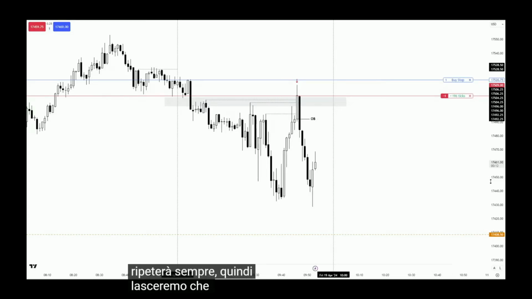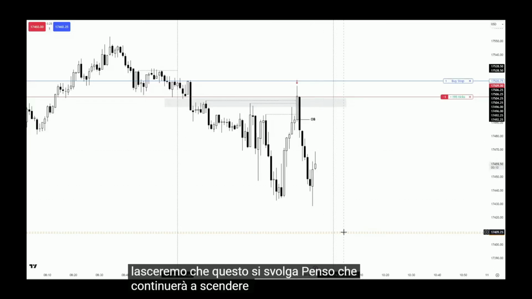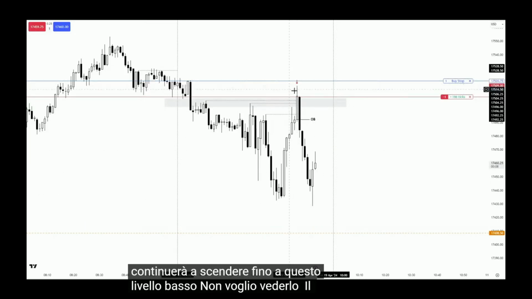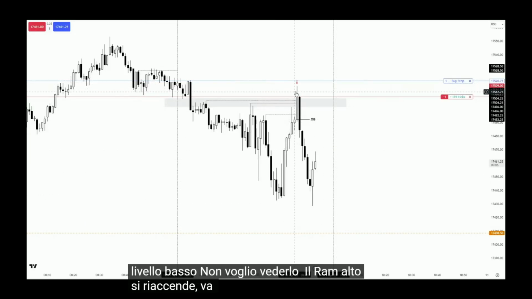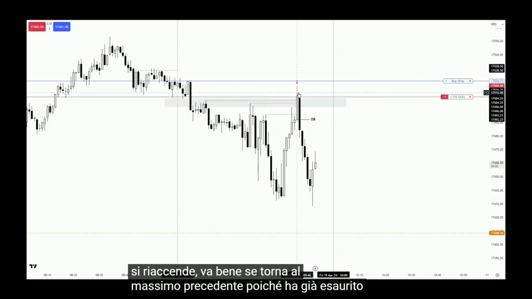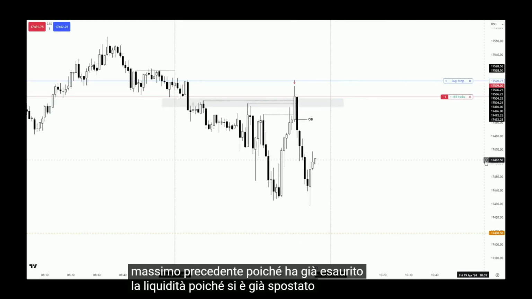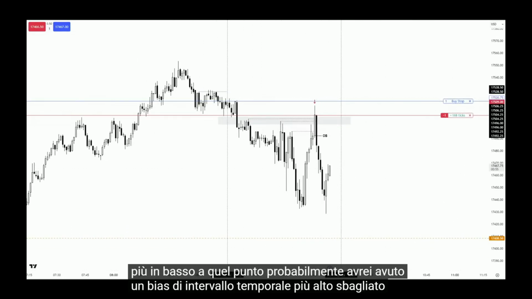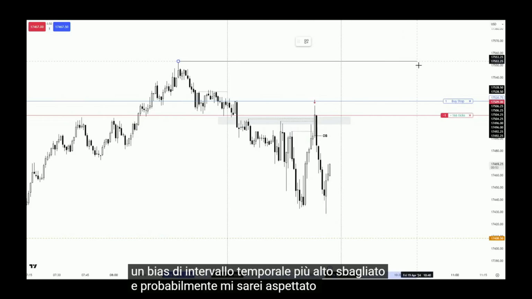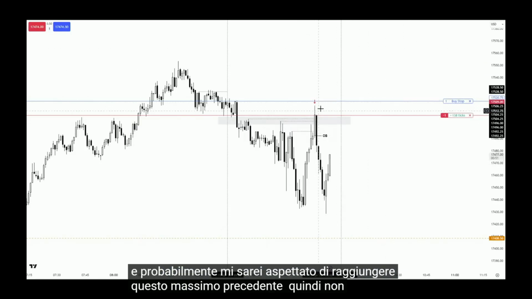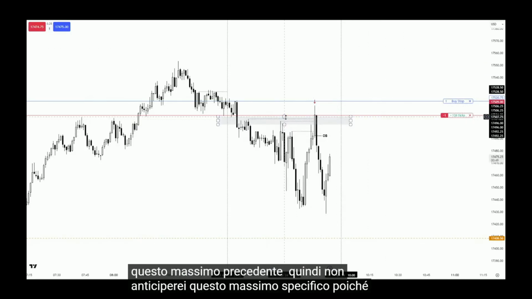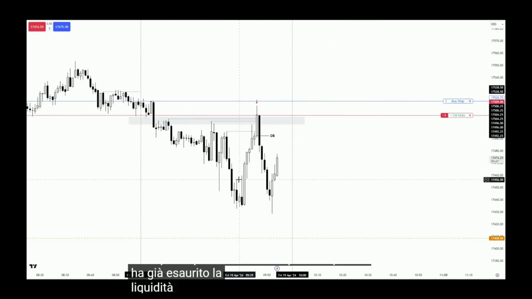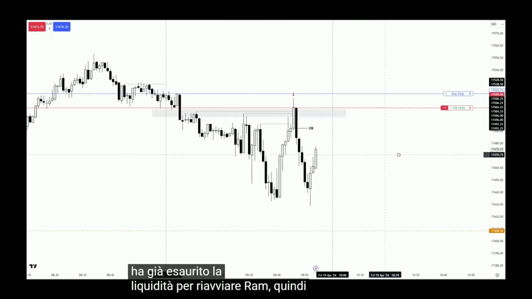All right, so we're going to let this play out. I think that it's going to continue to drop into this low. I don't want to see this high ram back on. If it runs back on this previous high, since it already ran out the liquidity, since it already displaced lower, at that point, I'd probably have the wrong higher time frame bias, and I'd probably expect it to run this previous high. So I would not anticipate for this specific high, since it already ran the liquidity, to get ran back on. So we're going to let this play out.